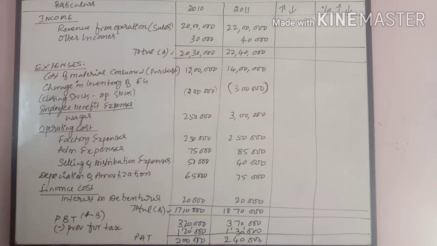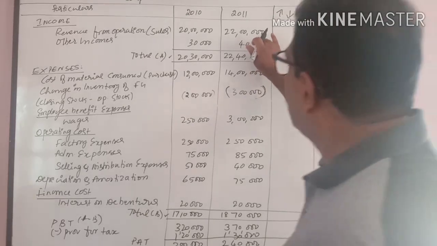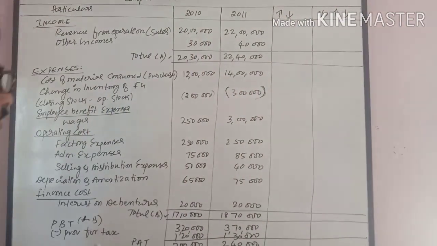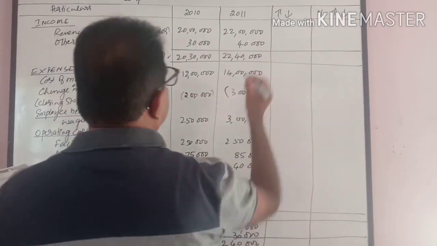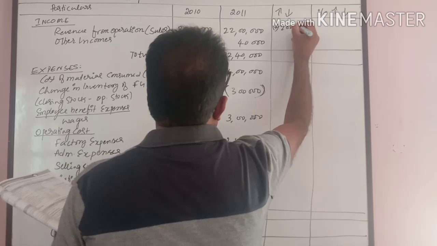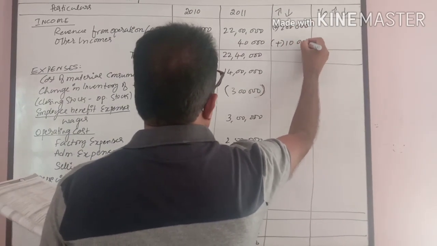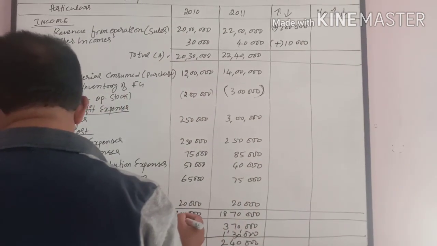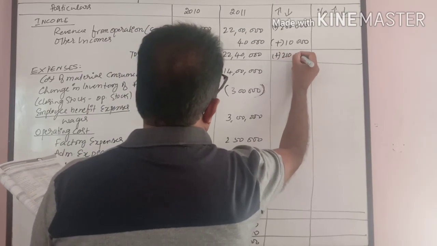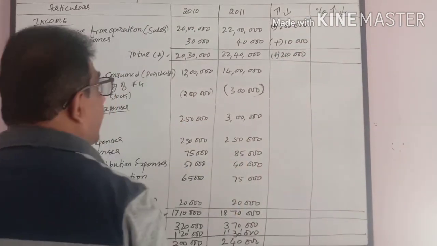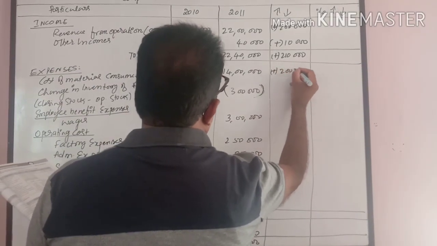Now the comparisons should be made. See here, the current year values are always compared with the previous year. When you compare that, it comes to 22 lakhs minus 20 lakhs plus 2 lakhs, positive value. 40 minus 30 plus 10,000. 22 lakh 40 minus 20 lakh 30 plus 2 lakh 10,000. Even you can add these two, it will be the same. 14 lakhs minus 12 lakhs plus 2 lakhs.